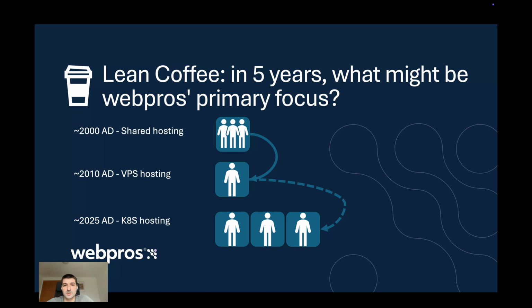On one of the Lean Coffee sessions, there was a question: what might be the WebPro's primary focus in 5 years? My thoughts were evaluating our history. When we started as shared hosting automation tools and the hardware became cheaper and people wanted to get rid of neighbors and move to a dedicated environment, we suggested to migrate to VPS and focus on small businesses. I believe nowadays it's time to consider migrating from single server to a multiple server environment under control of Kubernetes.